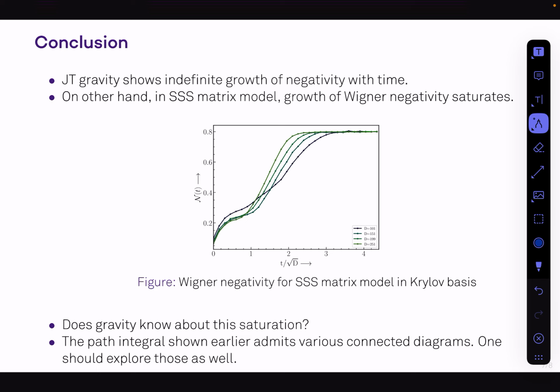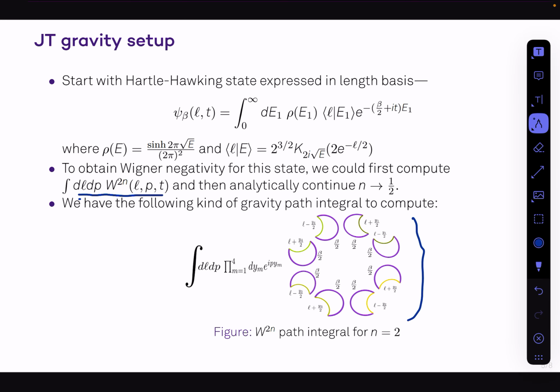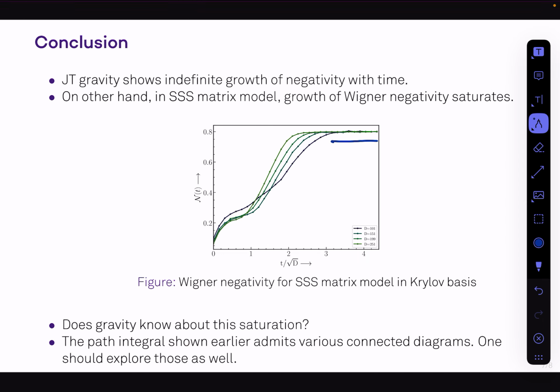So our calculation shows that Wigner negativity seems to be growing indefinitely with time. On the other hand, if one computes the growth of Wigner negativity with respect to the Krylov basis in the SSS matrix model, it looks like this, and it saturates at some point. So, is gravity aware of this feature? Now see, as shown earlier, this gravity path integral also admits various connected diagrams, and maybe one should explore these connected diagrams as well in order to be able to explain this feature over here.